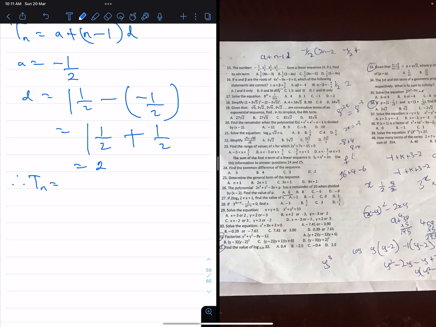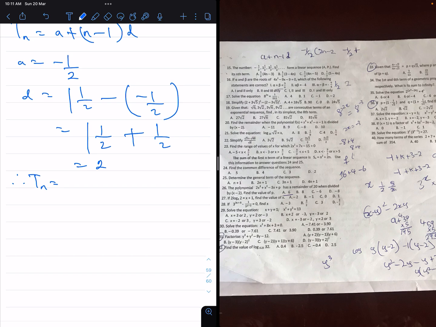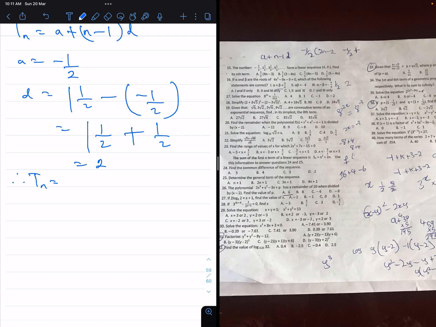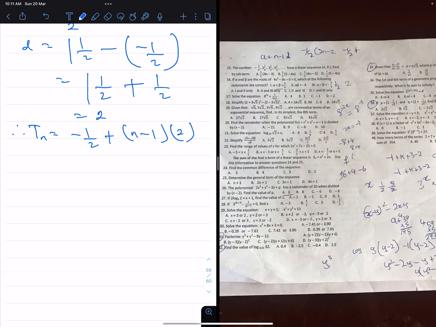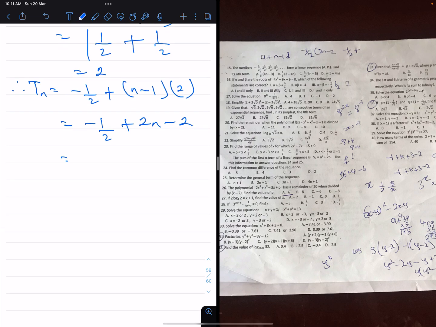Now look at that. So Tn is a plus (n minus 1)d. What's a? a is minus half. So minus half plus (n minus 1) times d, which is 2. That's minus half plus 2n minus 2. I put the brackets there. What's minus half minus 2? I can just write it as 2n. That's minus 2.5.